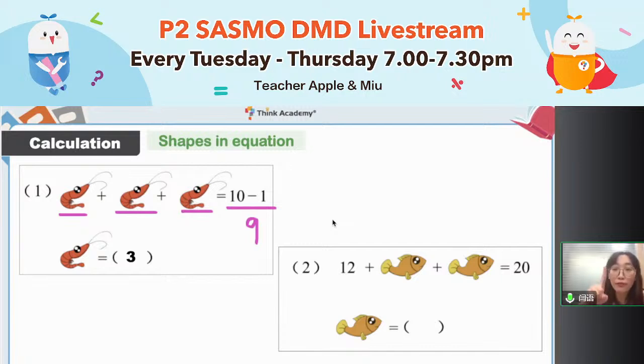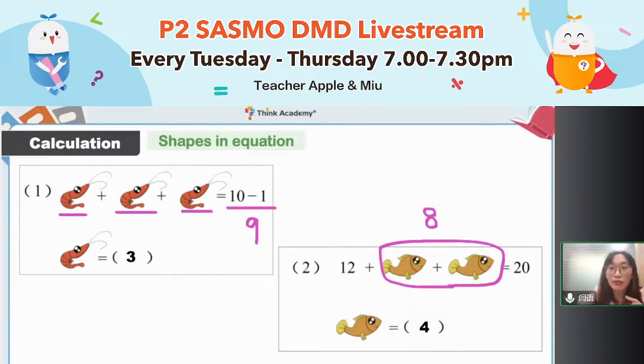So what about one fish? Yes, well done. Okay, again, for these 2 fish, you see they are totally the same, right? So you need to figure out the same number as well. What can we do? Well, usually we just take them as one group first. So what is the value of this group? 12 plus 8 equals to 20. And then fish plus fish equals to 8. So what about one fish? One fish equals to 4.